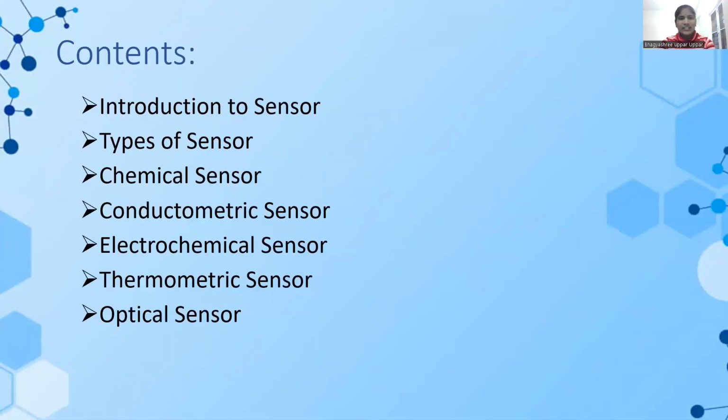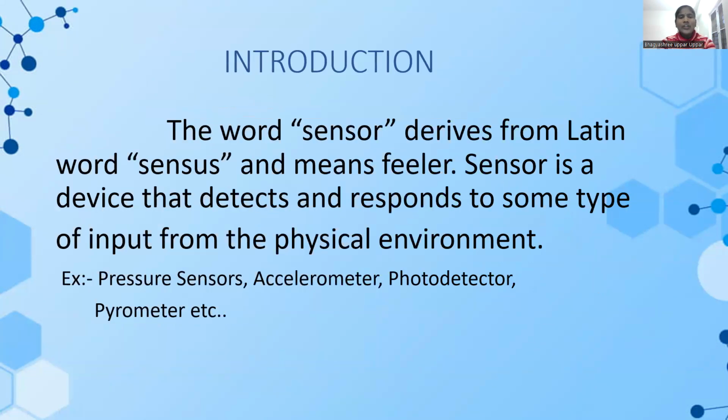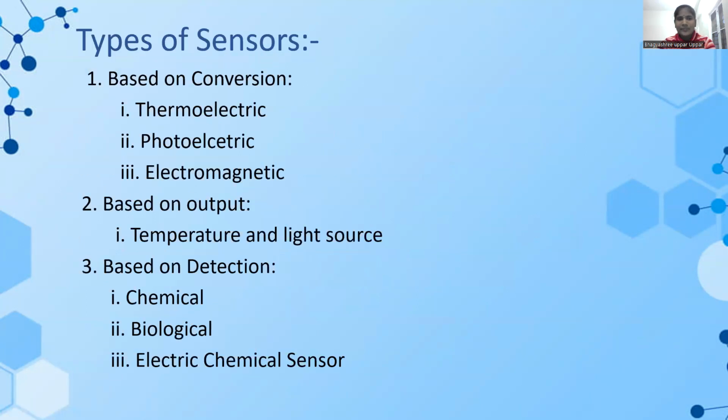The agenda of this session is Introduction to Sensor, Types of Sensor, Chemical Sensor, Conductometric Sensor, Electrochemical Sensor, Thermometric Sensor, Optical Sensor. Introduction about sensor. The word sensor derives from the Latin word sensus and means feeler. A sensor is a device that detects and responds to some type of input from the physical environment. Examples: pressure sensors, accelerometer, photodetector, pyrometer.